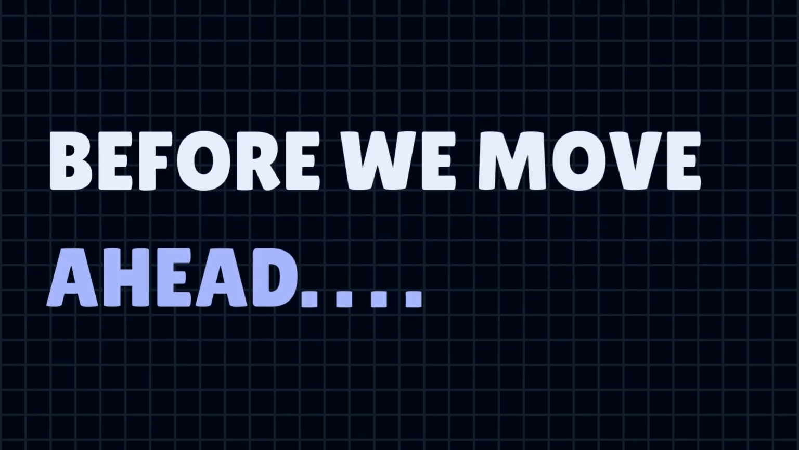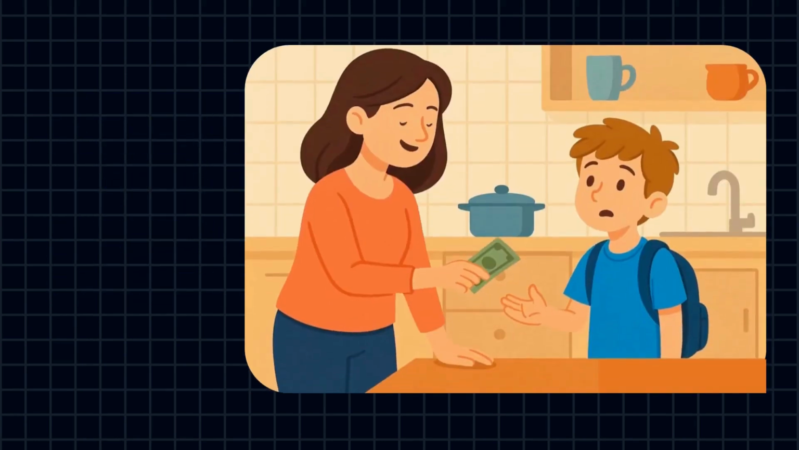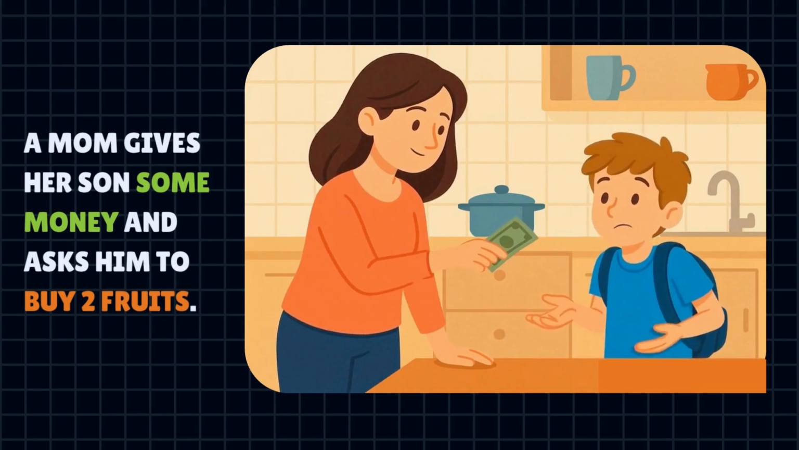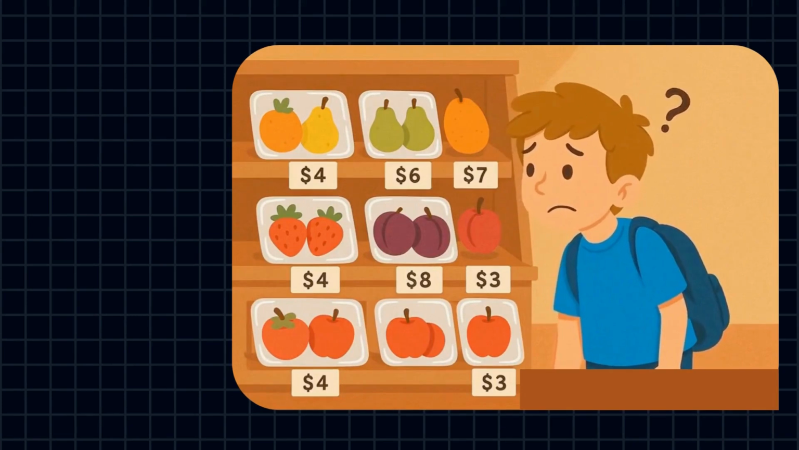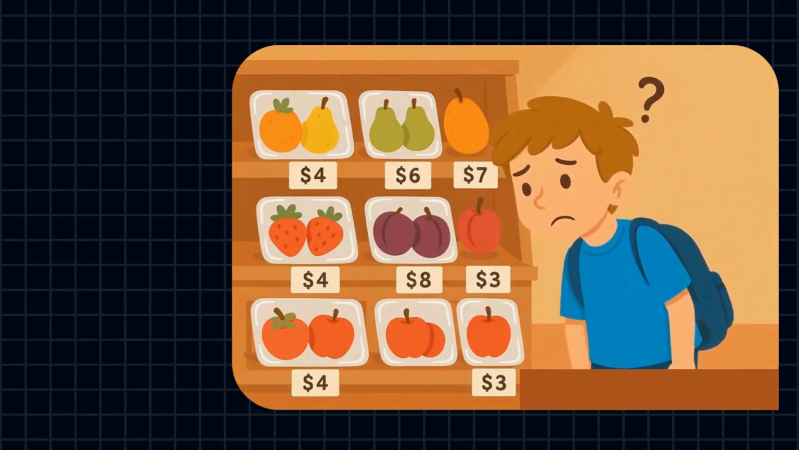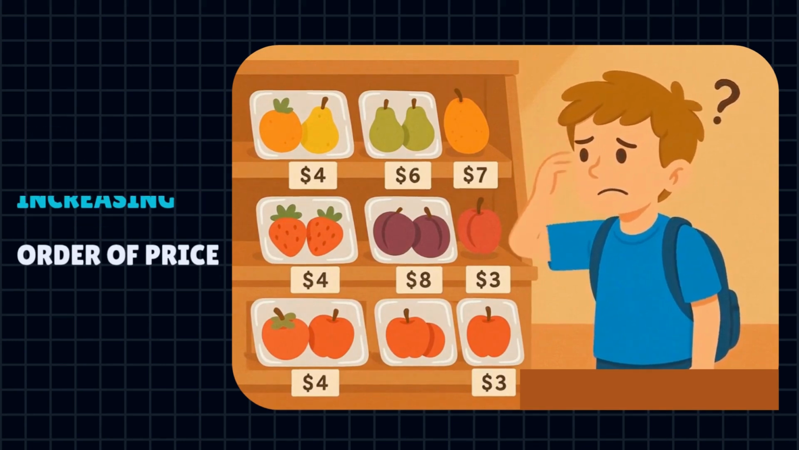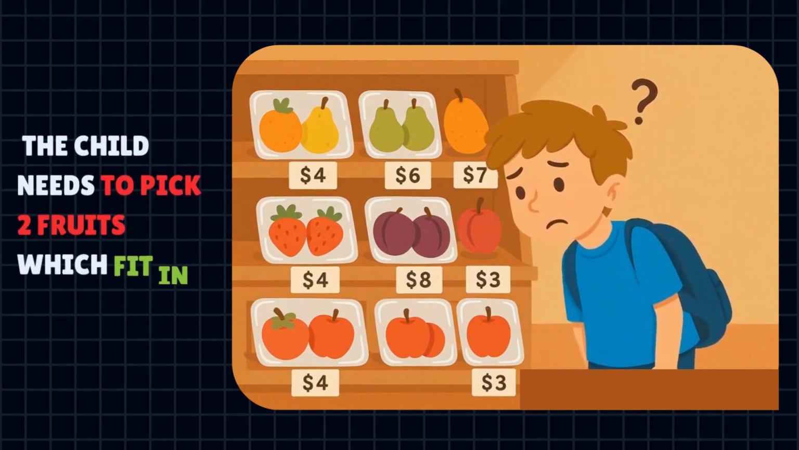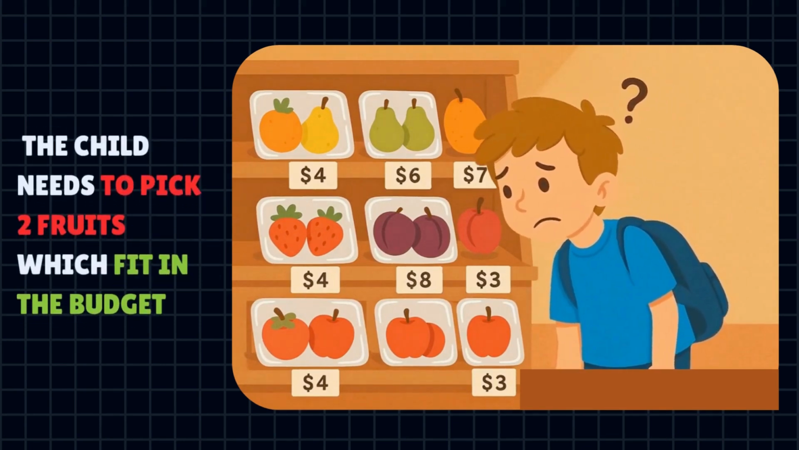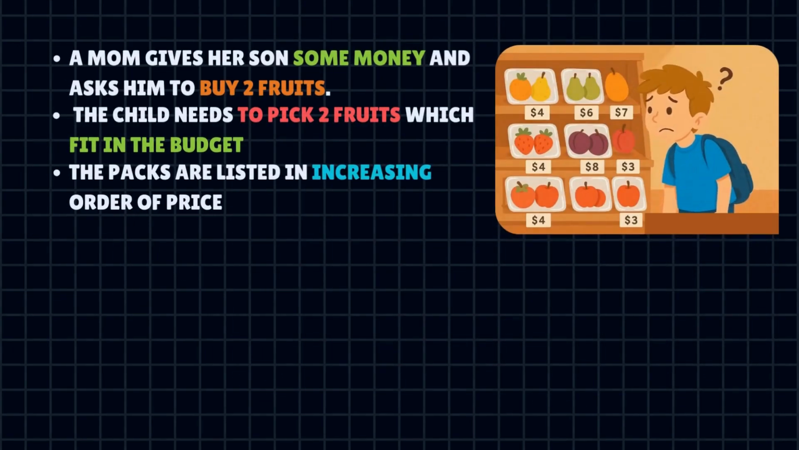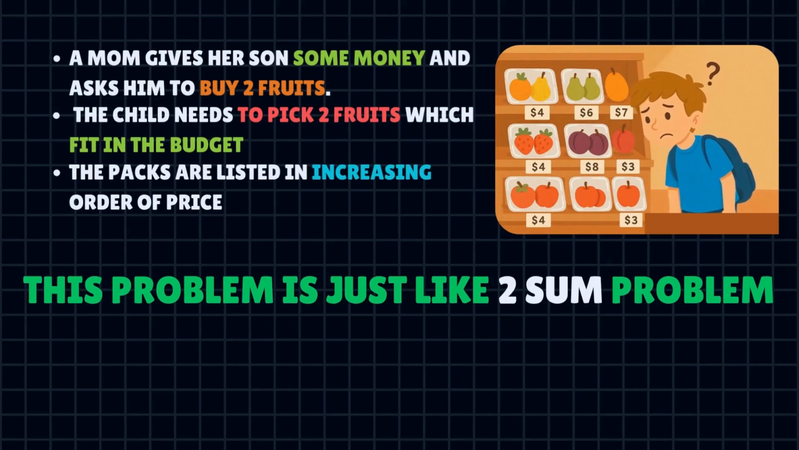But before we move ahead, let me explain a simple real-life example. Imagine, a mom gives her son some money and asks him to buy 2 fruits. When he enters the fruit shop, the shopkeeper has already arranged the fruit packs. The packs are listed in increasing order of price to help the child. But still, the child needs to pick 2 fruits which fit in the budget. Now it will take him some time to choose the right pair. Here comes the solution. This problem is just like the 2-sum problem.